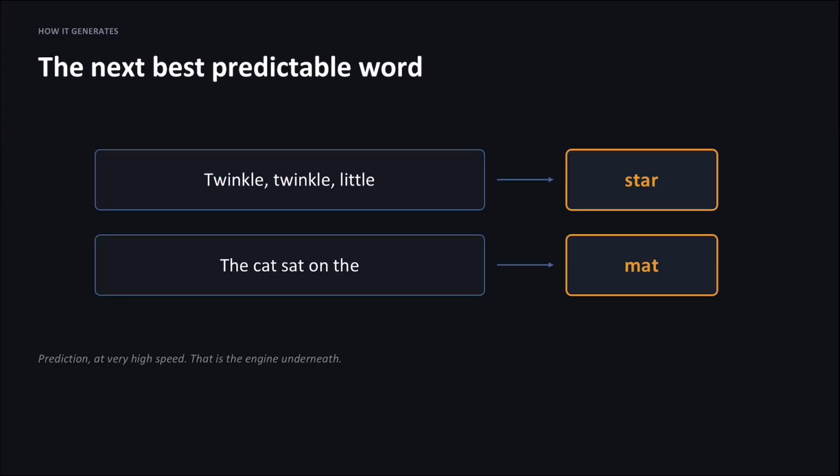So how it generates is very simple. We simplified in the last few videos that it is the next best predictable word generator, right? I gave you simple examples like twinkle twinkle little, and if there's a blank over here, it will easily predict star. The cat sat on the mat, right? This prediction happens at a very high speed. That is the engine underneath which performs these actions. So an LLM is nothing but something which can understand language, and which can output answers basis the next predictable word which it can figure out.